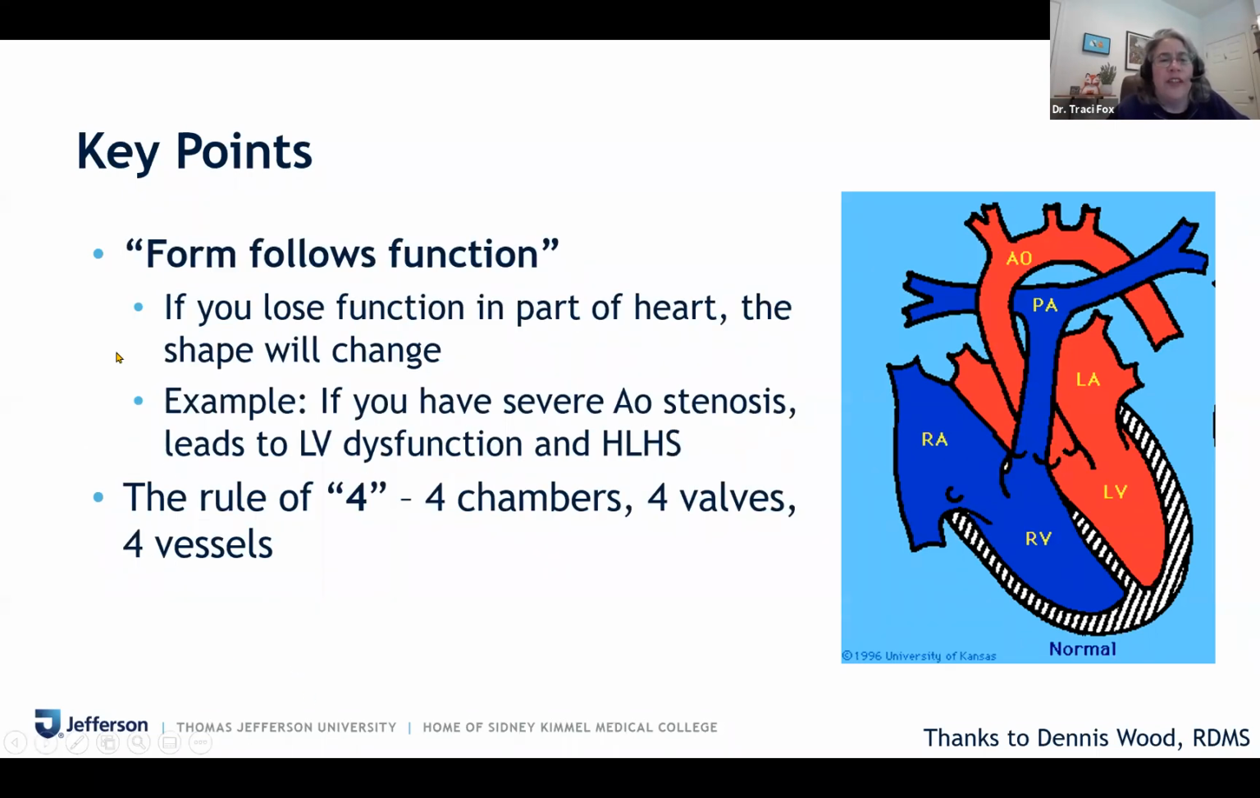And another Dennis Woodism, form follows function. If the function of a part stops working properly, the shape of that part or the parts that are related to it will change. So for example, if you have a fetus with a severe aortic stenosis, that means blood can't get into the left side, it will shut down, and you have a hypoplastic left heart. So form follows function. As long as the function works, the form will work. And the rule of 4. There are 4 chambers, 4 valves, and 4 vessels that we need to routinely look at.